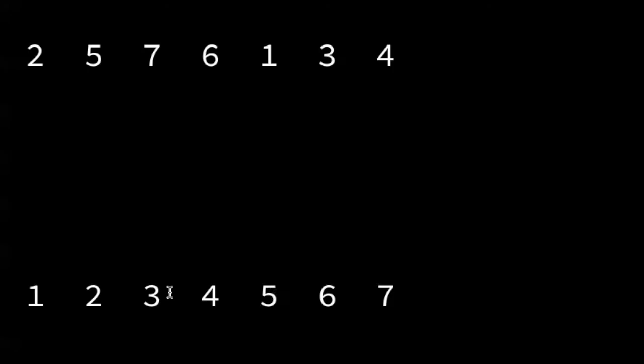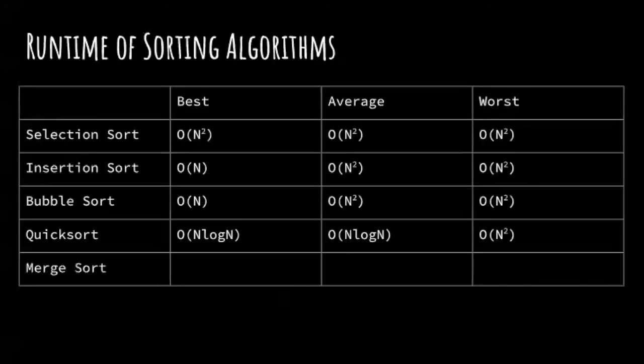So in order to prevent the worst case performance of big O of n squared for quicksort, you need to choose a good pivot. And that's something that's more complicated that we're not going to get into for this video.